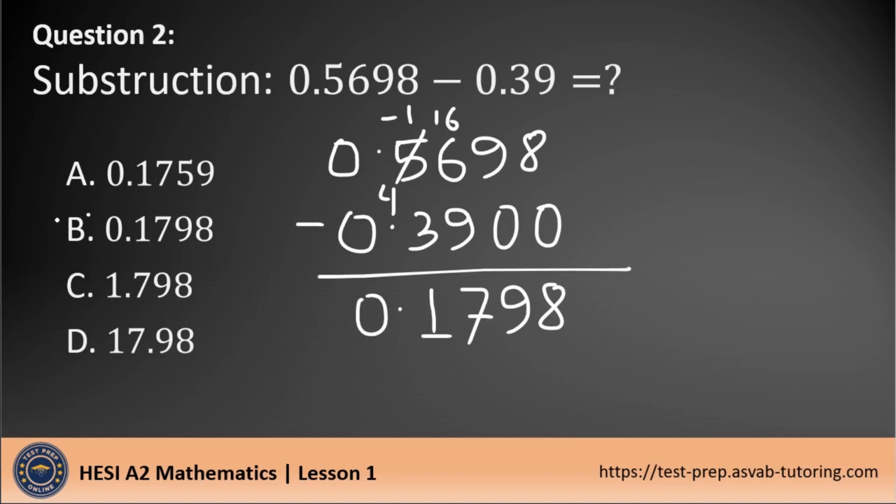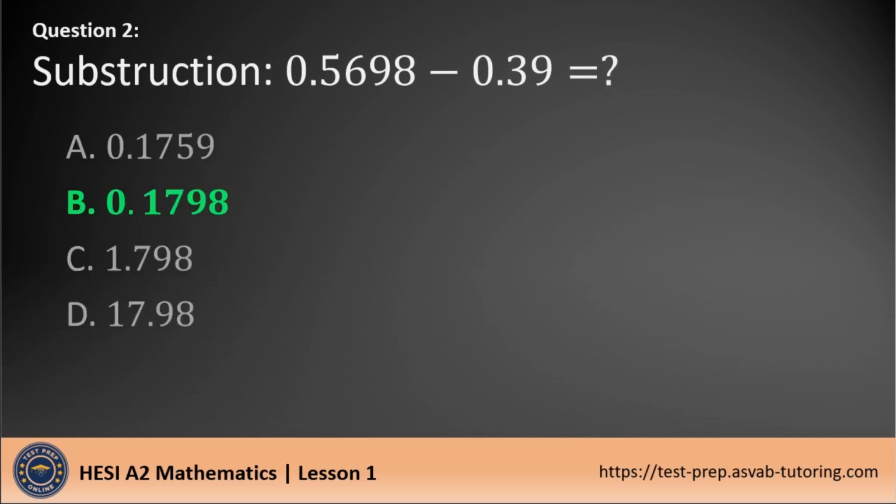So now check the answer. The answer is B. So 0.1798 is the answer. Let's check the answer for this subtraction. Yes, the answer is B, 0.1798.